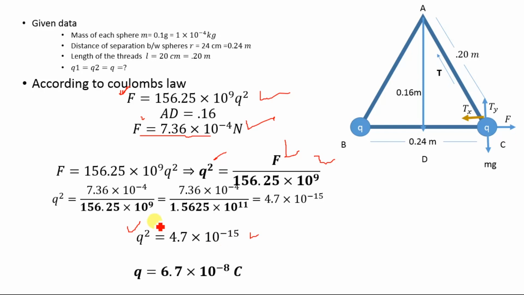Now taking the square root on both the sides, the square root will cancel out with this square, and we will have the value of Q charge is equal to 6.7 multiplied by 10 power minus 8 coulombs. And this is the charge on each sphere. The charge on sphere 1 is 6.7 multiplied by 10 power minus 8 coulomb. Similarly, the charge on sphere 2 is also equal to 6.7 multiplied by 10 power minus 8 coulombs.